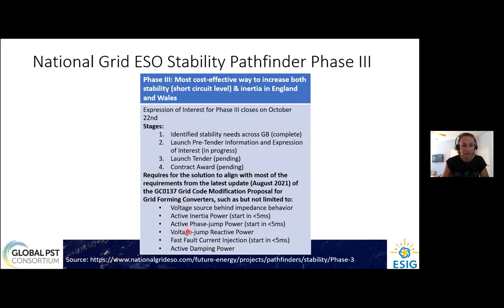And you can see here the requirements are basically following this grid code change request. And for this one, the expression of interest only closes on October 22nd. So this phase just started. They had a webinar on Friday to announce this stage, and that will be posted shortly, and you can watch the details about this.